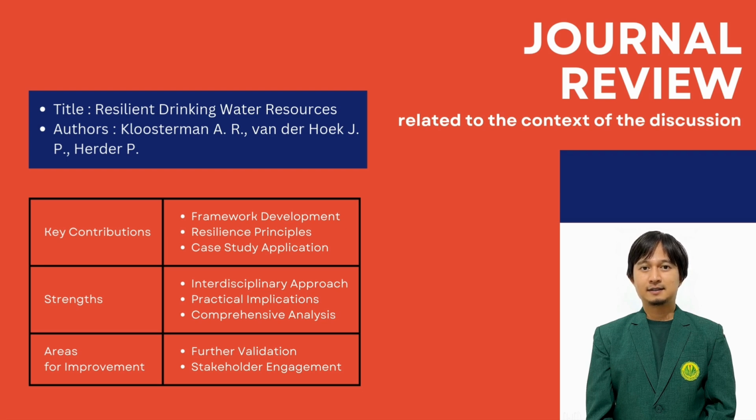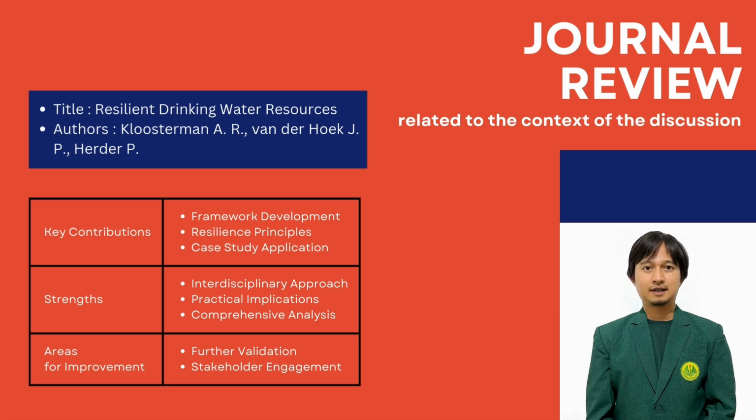For introduction, the paper by Kloosterman et al. addresses the critical challenge of strategic decision-making in managing drinking water infrastructures amidst uncertainties such as climate change and demographic shifts. For key contributions, they have, first, framework development. The paper develops a water resources design principles framework that categorizes design principles into 4 quadrants based on the system scale, individual water resource versus network of resources, and class, social versus technical aspects.